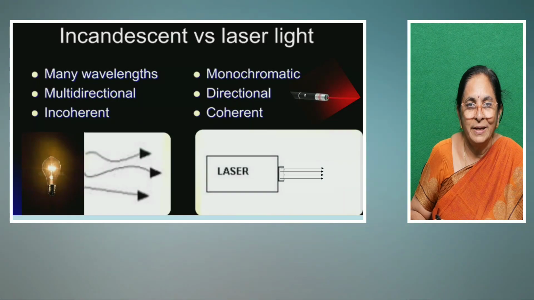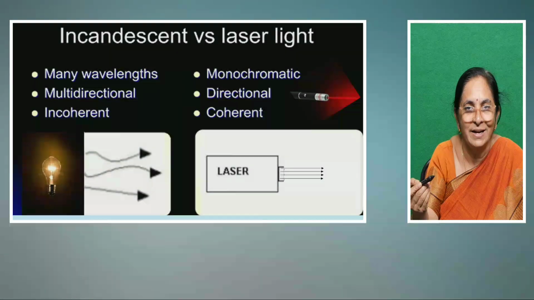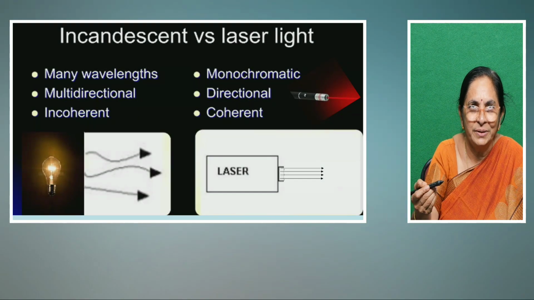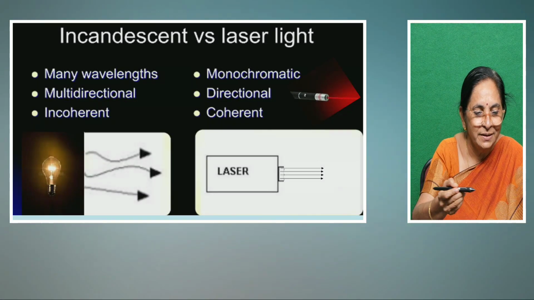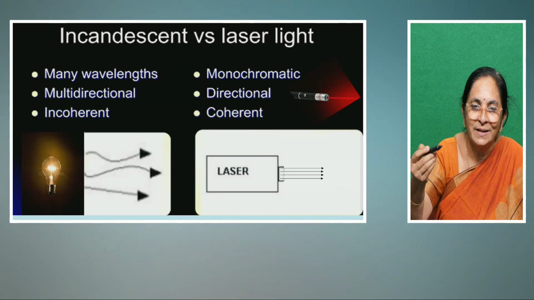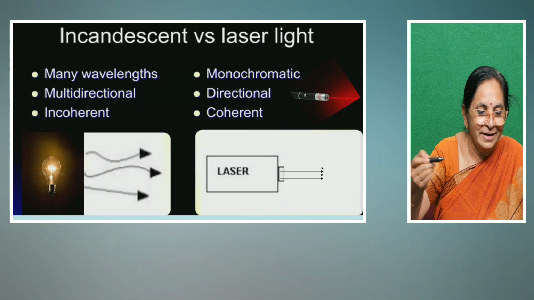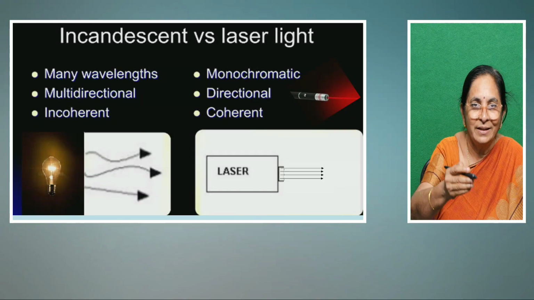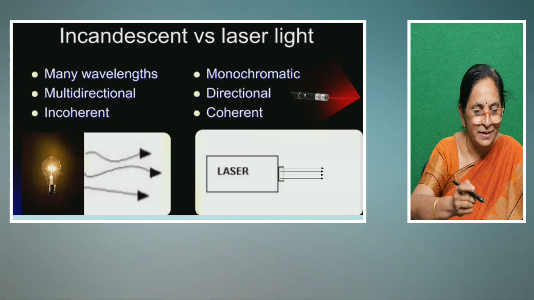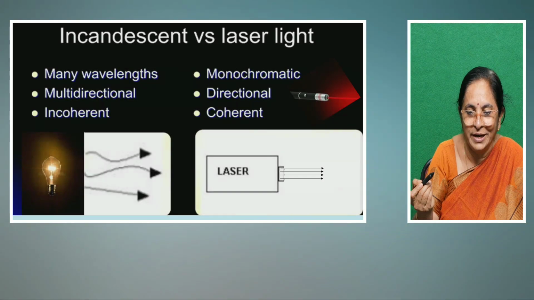So let me compare here incandescent light sources and laser light sources. The light sources which we use to illuminate our rooms are all called incandescent light sources. For example, this room is lit by these lamps. Of course, it has white light. If it is passed through the prism, you can see multiple colors. The light rays will have many wavelengths and they are all emitted in different directions, and due to this incoherent light, the entire room is getting illuminated.